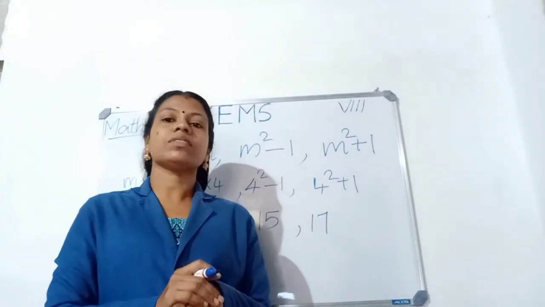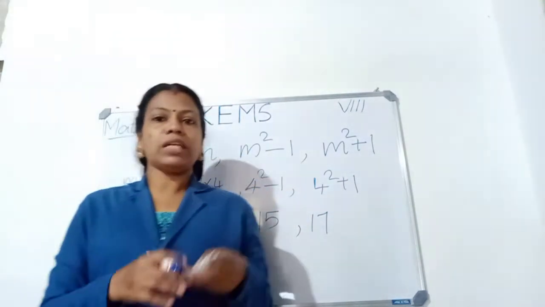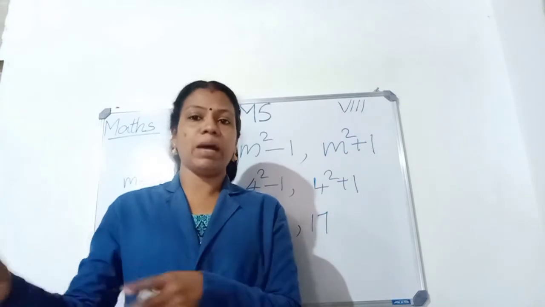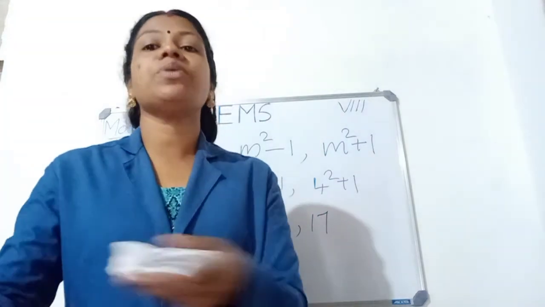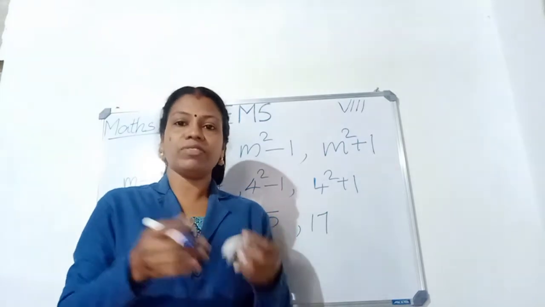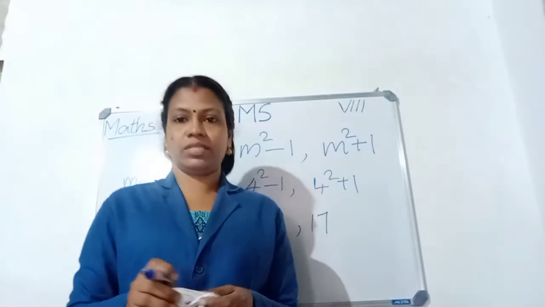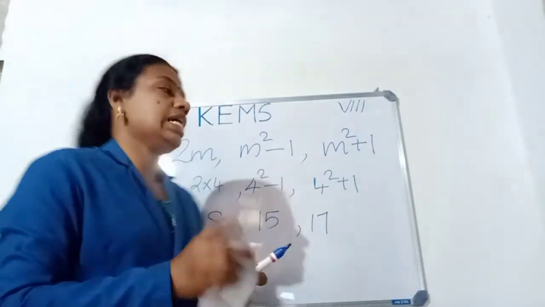Okay. Now, from a Pythagorean triplet, if one of the numbers is given, then you can find the other two numbers also. If one of the numbers is given, then you can find the other two numbers. Okay. Look at the example.